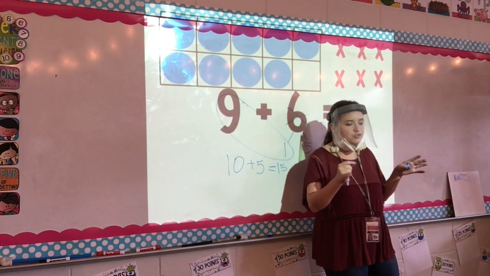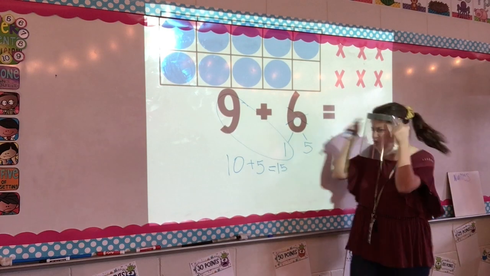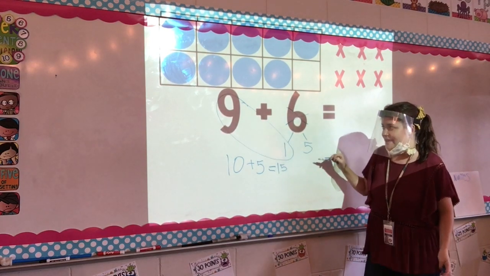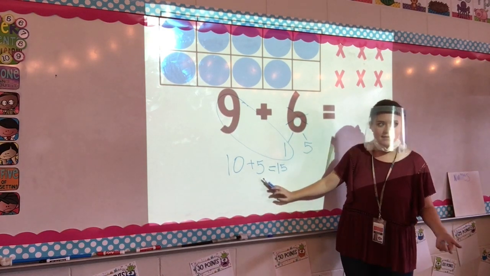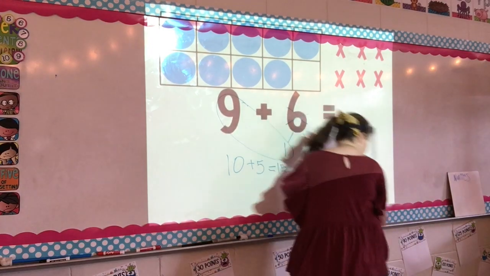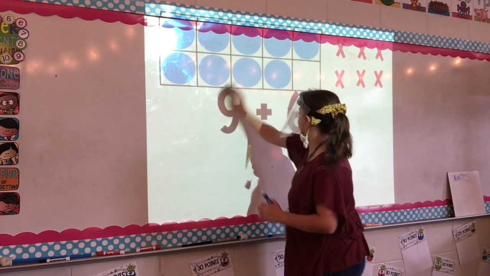It's a couple of extra steps, but when I do them, it becomes a lot easier to do in my head than doing 9 plus 6. 9 plus 6 could be tricky in my head, but 10 plus 5, easy. 10 and 5 is 15. Good job. Let's practice another one.